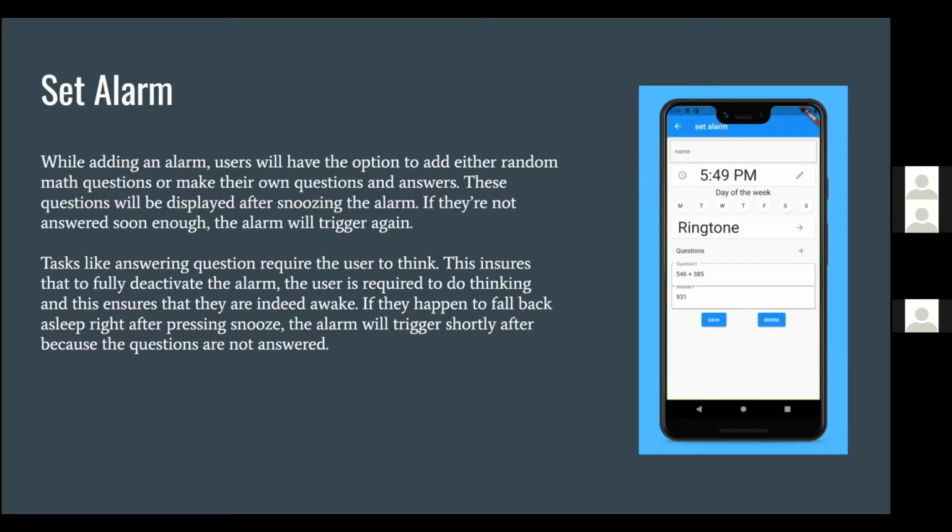But if you happen to fall back asleep during this time, or if you're not conscious enough to get all the questions correct, after a short period of time the alarm will trigger again. So let's say you do fall asleep after hitting the snooze button. The alarm, let's say after 20 seconds, is going to go off again, and it's going to force you to wake up until you are fully awake and able to answer all the questions. Then the alarm will be snoozed once you answer all the questions correctly.